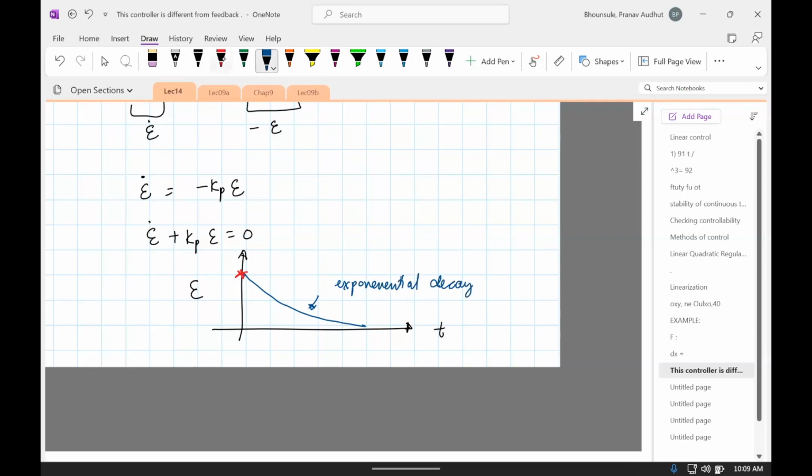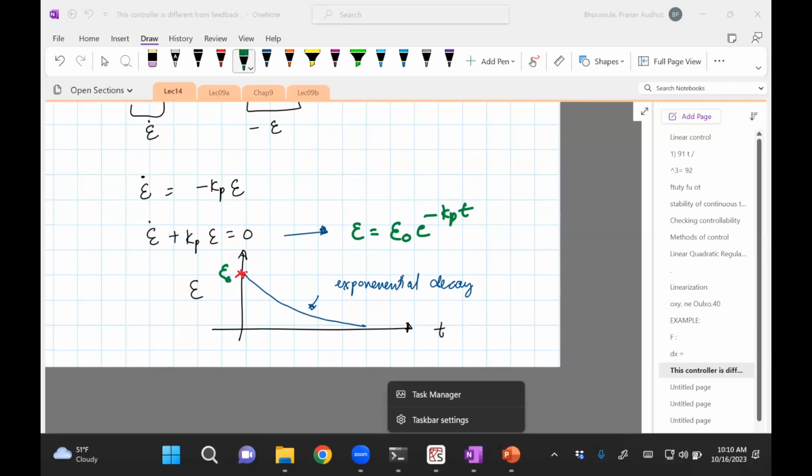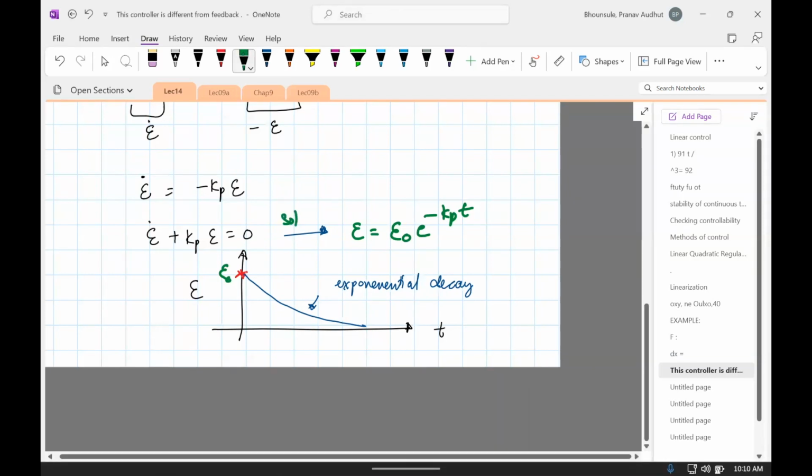The other way to see this is that there's an analytical solution to this. The solution is essentially epsilon equals epsilon 0 times e raised to minus kp t. And you know that an exponential with a negative sign will decay exponentially fast. So that's feedback linearization for you. It's a different controller from what we have here with LQR.